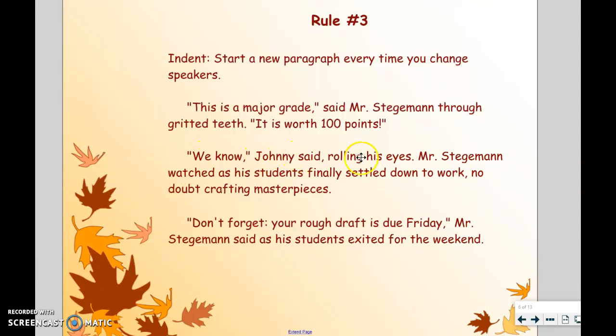"We know," Johnny said, rolling his eyes. Mr. Stegman watched as his students finally settled down to work, no doubt crafting masterpieces. And we have Mr. Stegman speaking again, so we have to start a new paragraph. "Don't forget, your rough draft is due Friday," Mr. Stegman said as his students exited for the weekend. You can see that even though this is only one sentence, this one's only 2 sentences, this is only 1 sentence, even if it's only 1 word, we are still going to start a new paragraph when somebody new speaks.